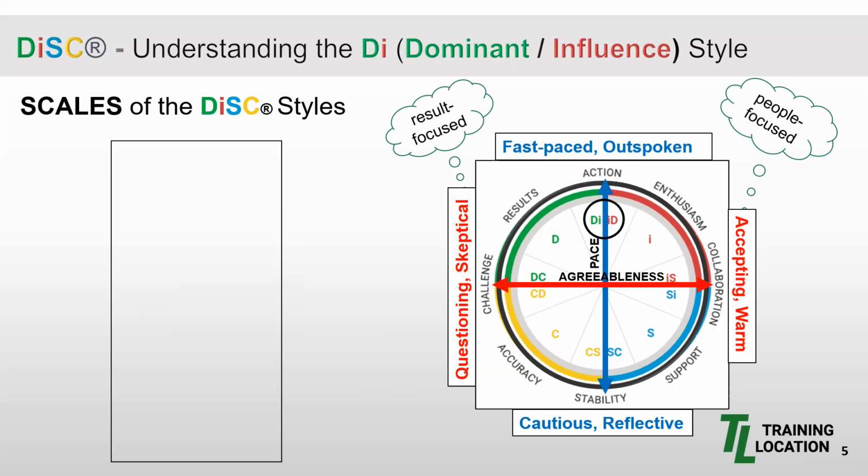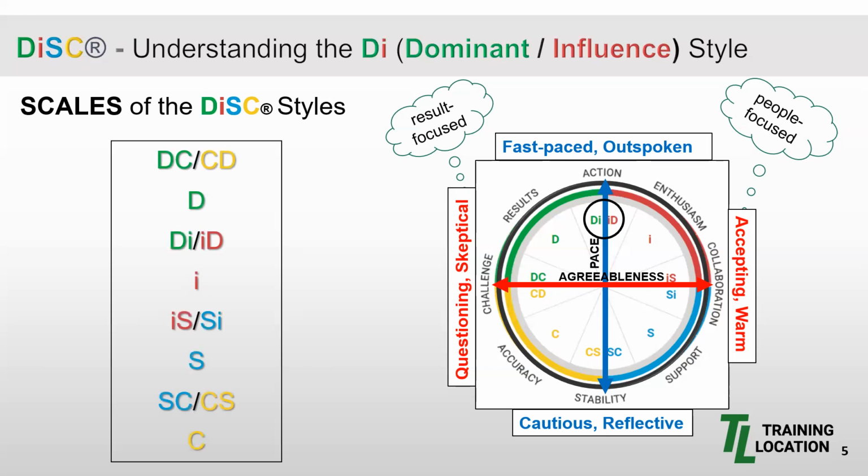For example, the DI and ID styles are physically paired together into a single scale, and as such, they share qualities. Same is true of the IS and SI proximity, the CS and SC proximity, and the CD and DC proximity. The result is 8 scales instead of 12, which you might expect. So we have 12 DiSC styles in 8 scales, and those are listed on the left side of the screen as follows.